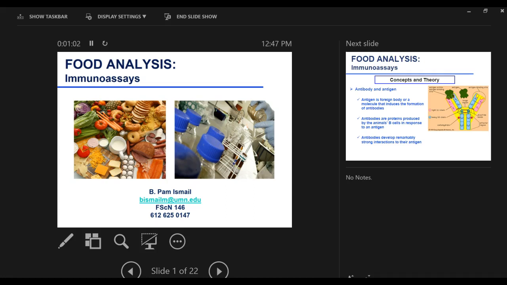Immunoassays. What do you use in these assays? What do you rely on in these assays? No? Nothing? Well, antibodies. We rely on antibodies. So we use antibodies as tools to determine the presence of what we call antigen, and the antigen can be in many different types of compounds. Okay, so antibodies.